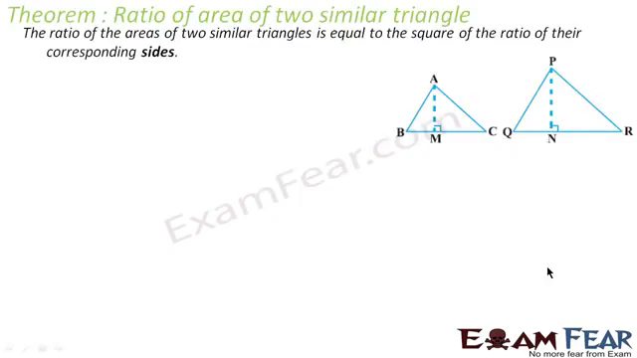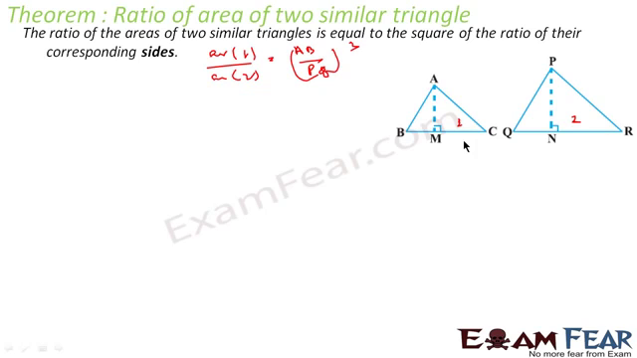Ratio of area of two similar triangles is equal to ratio of square of their corresponding side. This is a theorem. That is, if you take area of triangle 1 and area of triangle 2, you say area of triangle 1 by area of triangle 2. Take any side, AB here, and PQ there. The square of this ratio, the square of the ratio of their corresponding sides.